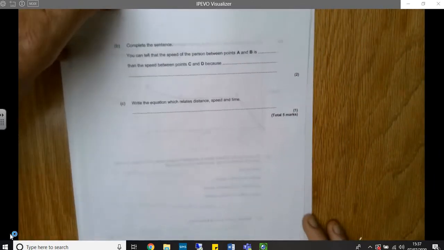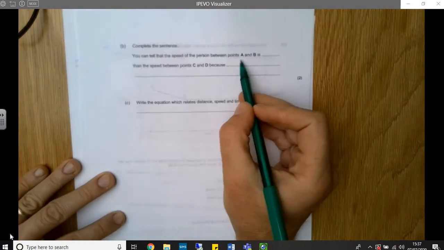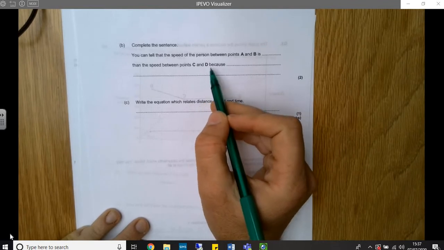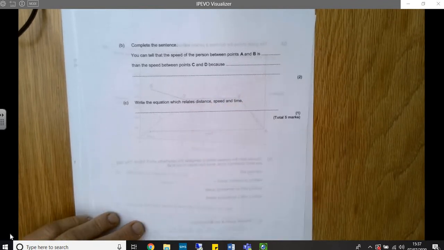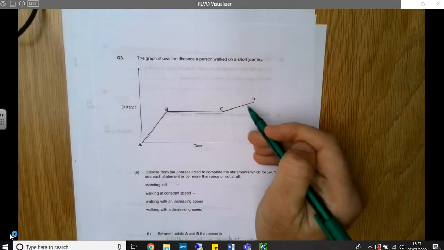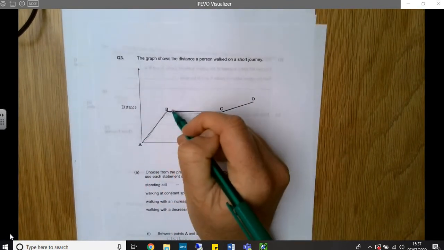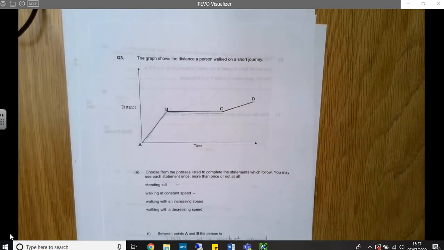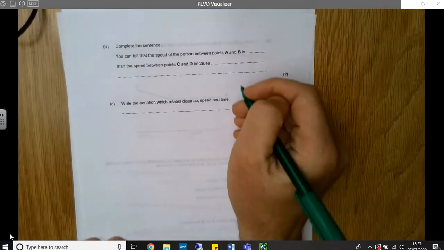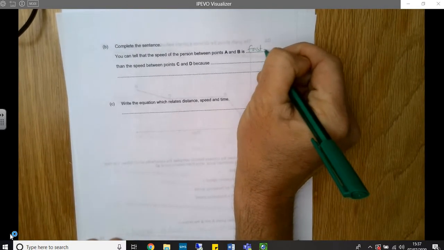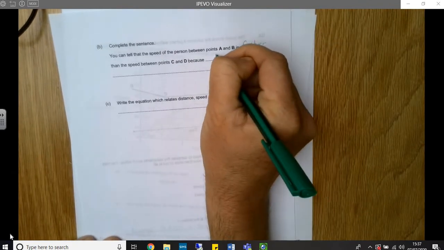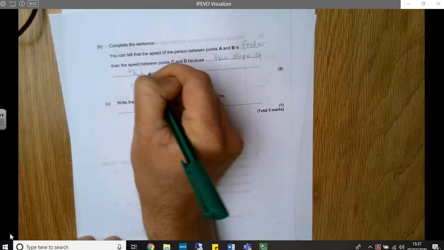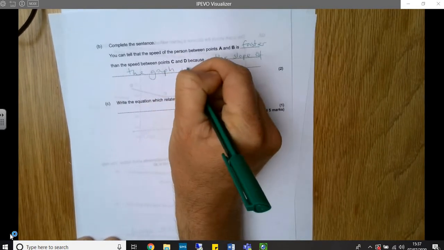Then it says complete the sentence. You can tell that the speed of the person between points A and B is something than the speed between points C and D. So we're comparing those 2 points. A and B is a steeper line, so we know that they're going faster if it is a steeper line. C and D, they would be going slower. So we can add something along the lines of faster in here, and we can say because the slope of the graph is steeper, or something very similar to that.